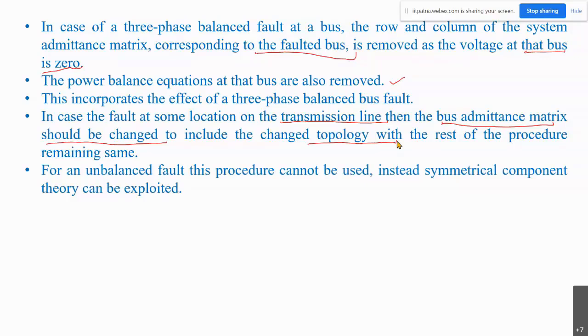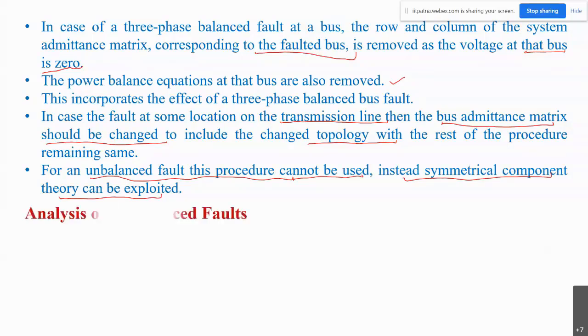But when there is an unbalanced fault, we cannot follow this procedure of changing the equations and modifying the bus admittance matrix. In this case, we can instead use the symmetrical component theory. How we can use it, we'll see.